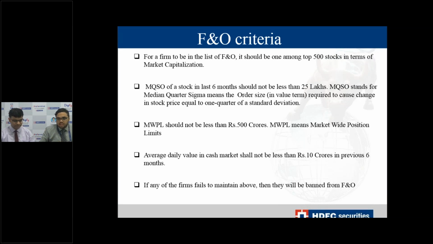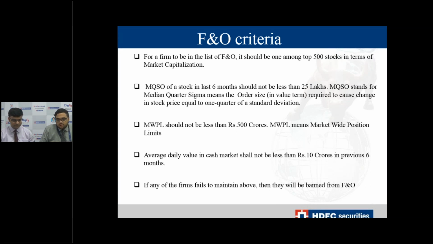Second is MQSO, that is called median quarter sigma order size in value terms. It should not be less than 25 lakh. We should not go into the integrity of this. What is median quarter sigma? It is derived by the NSE and which is easily available. They always upload an Excel file. We can see what it is.